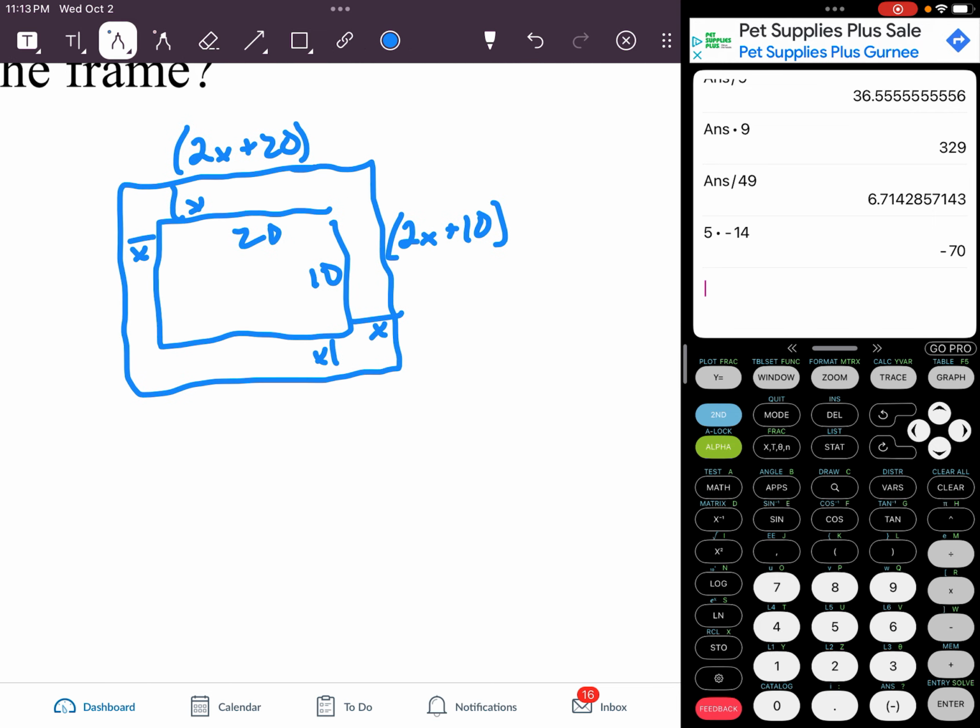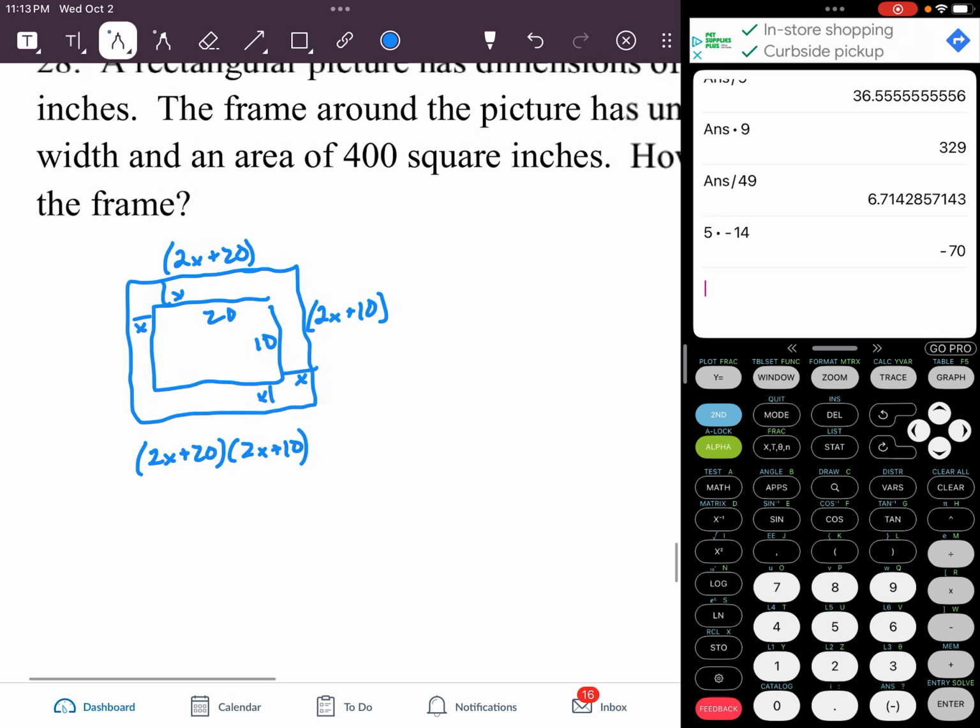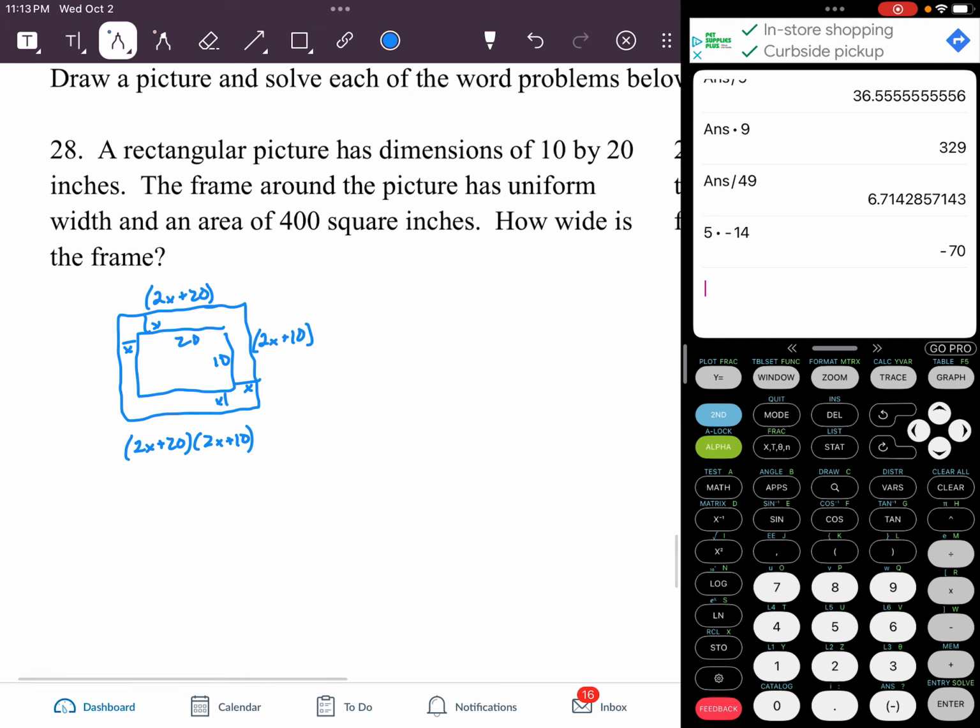So I know length times width is going to be for the area of a rectangle. So we have 2x plus 20 times 2x plus 10. Now if you go back up to the original problem, it says the frame around the picture has a uniform width and an area of 400 square inches, which means the frame is 400 square inches, but that's not including the picture, which is 10 by 20, which gives you another 200 square inches.